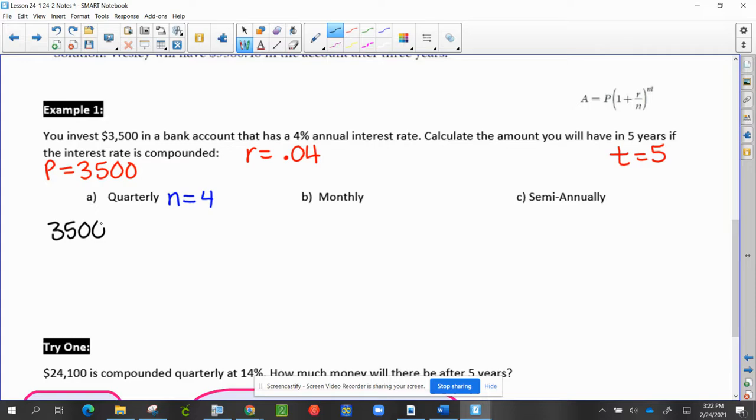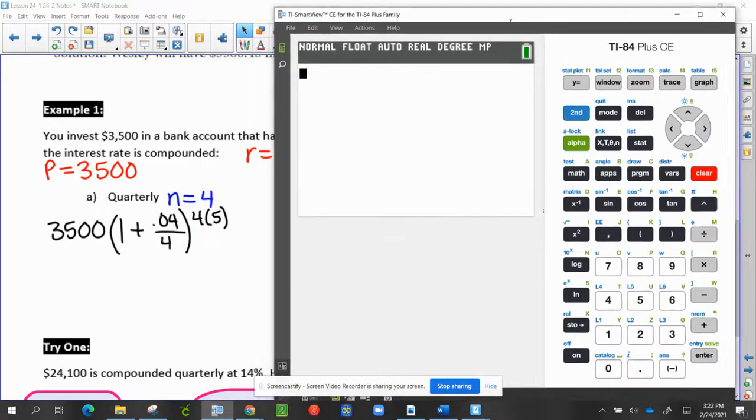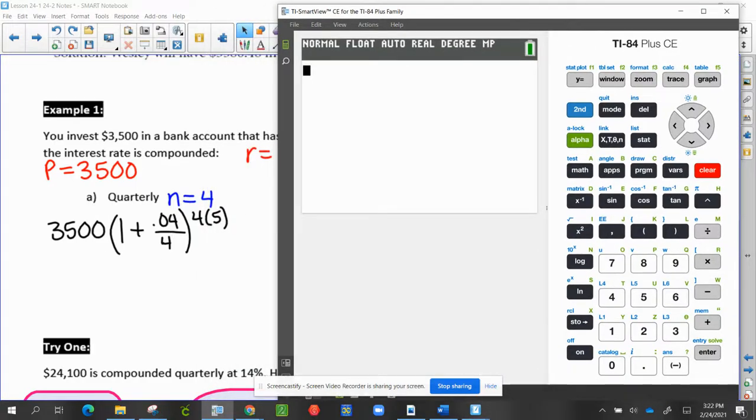3,500 times 1 plus our rate divided by N raised to the N times T power. Okay. Now the rest we're just going to leave up to our calculator to do the work for us. We're going to work smarter, not harder. So let's see. We're going to take 3,500. I'm going to times it by 1 plus. Now, if your calculator has this option, I would do it.